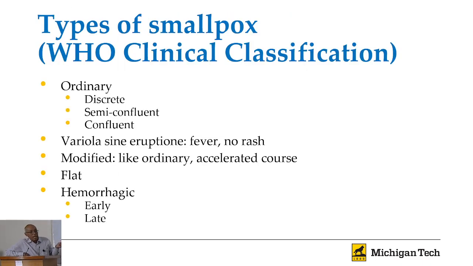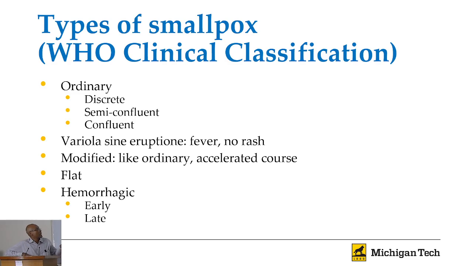There are so many types because it's an old virus and a lot of studies were done at that time. I don't think people followed BSL-3 facilities at that time, but people have studied it. We have a lot of knowledge on those. So there are ordinary, and within ordinary they have discrete, semi-confluent and confluent, and then variola sine eruptione, which is just fever with no rash, and then modified version, and then flat version and hemorrhagic. So there is one, two, three, four, five different types of smallpox.